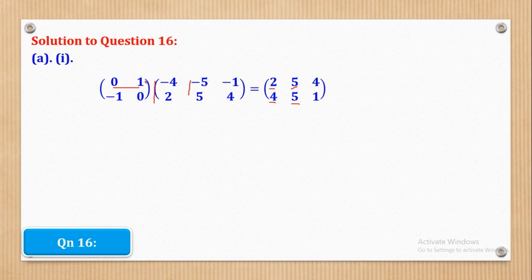Now for C, 0 times negative 1 is 0, 1 times 4 is 4, therefore 0 plus 4 will give you 4, which is that. Then also negative 1 times negative 1 is positive 1, and 0 times 4 will be 0, therefore 1 plus 0 will give you 1. Therefore the coordinates of A prime, B prime, and C prime are those ones.